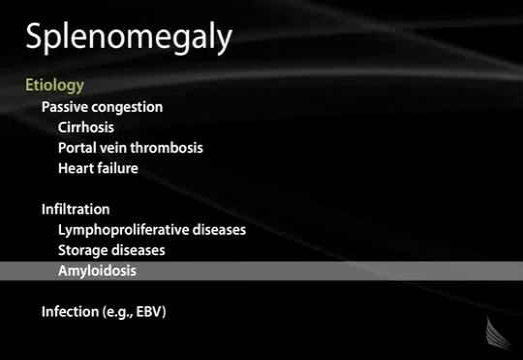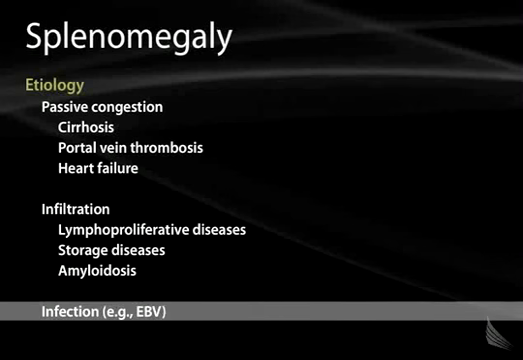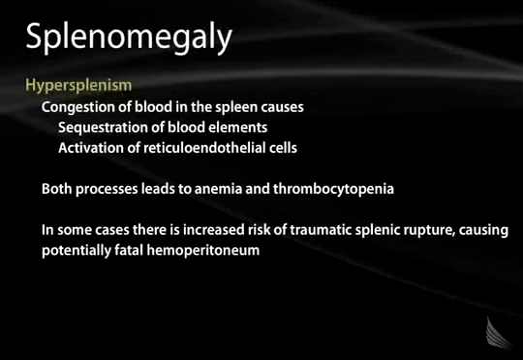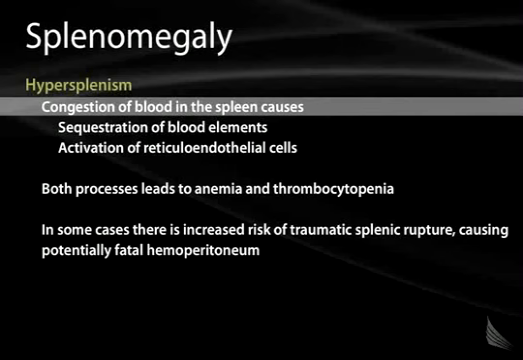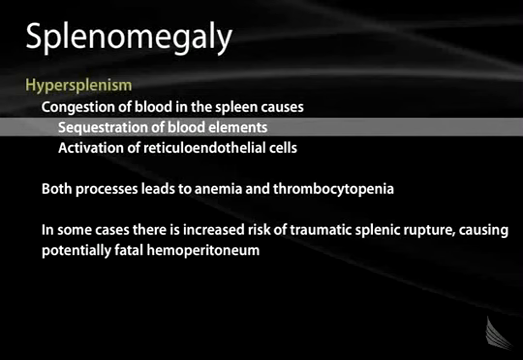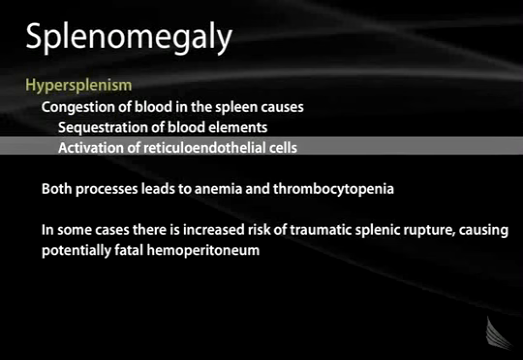One of the important things to consider in splenomegaly is infection with Epstein-Barr virus as well, because that can cause very painful splenomegaly that is prone to splenic rupture. So congestion of the blood in the spleen, or hypersplenism, can cause sequestration of the blood elements and therefore a secondary thrombocytopenia or leukopenia if those blood elements are sequestered in a large amount within the spleen. It can also cause activation of the reticuloendothelial system, those macrophages in there that help the spleen do its groundskeeping process of the hematologic system.